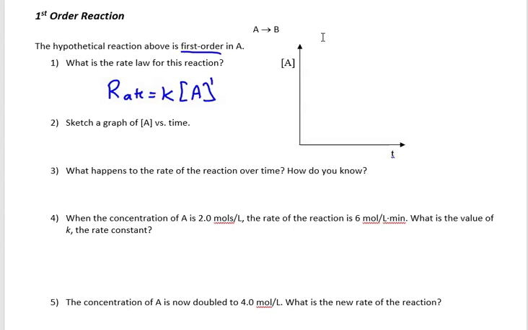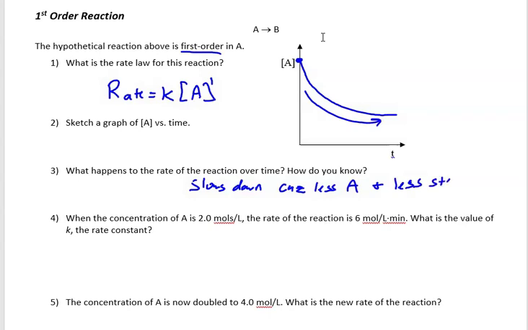Sketch a graph of A versus time. Say you start with some initial amount of A. It's going to decrease over time exponentially. And we'll get something like that. Okay. And so the rate of the reaction slows down over time. We know that because we have less A. And we can also tell from the graph too, the graph is leveling off and becoming less steep, which means that the amount of A is changing less and less as we go on, and so it's getting slower and slower and slower.